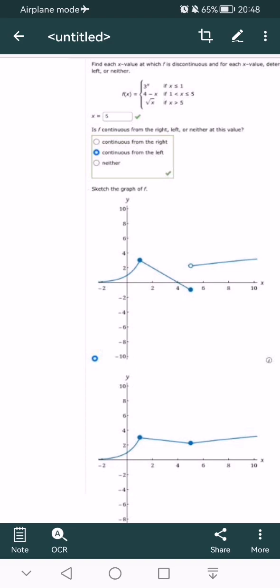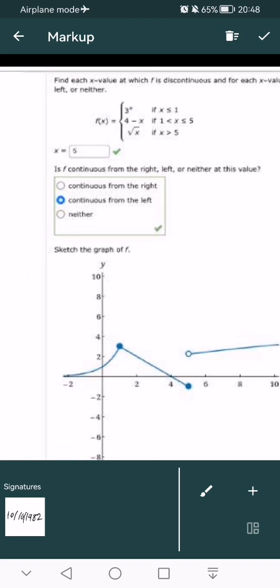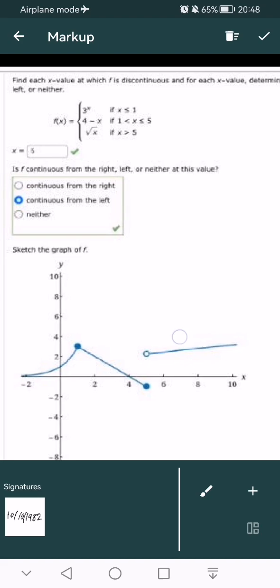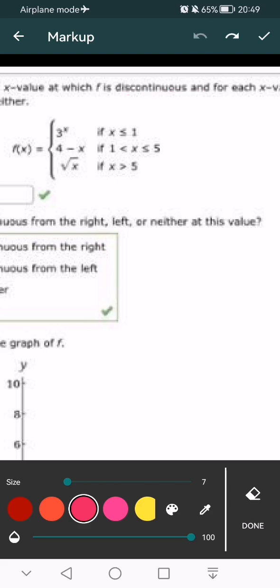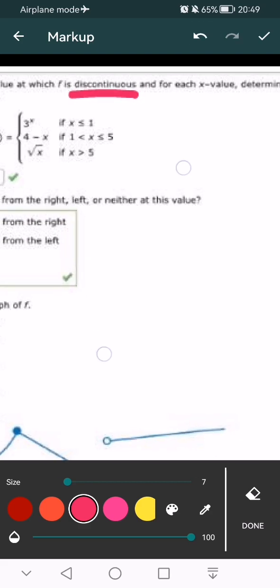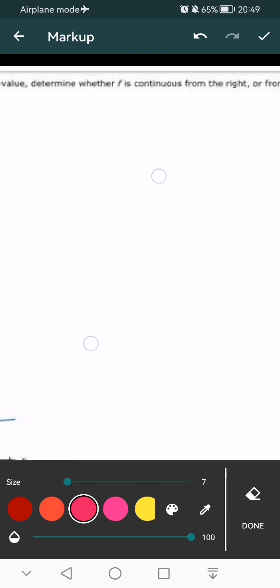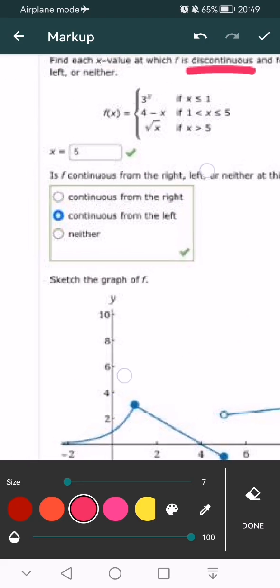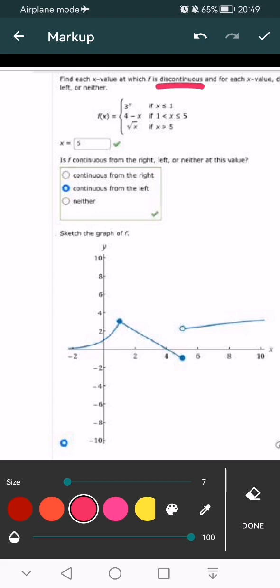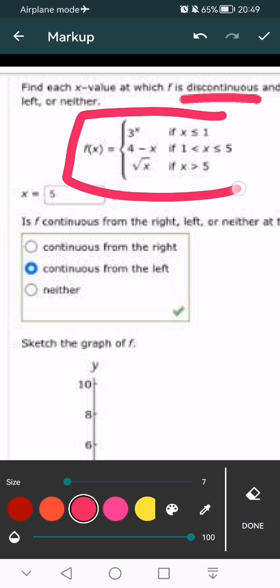Now let us start with the first question. The question asks: find the x value at which f is discontinuous. So here I have discontinuities, and for each value determine whether f is continuous from the right side and from the left side. Okay, determine.